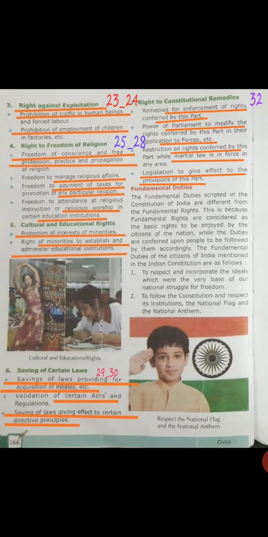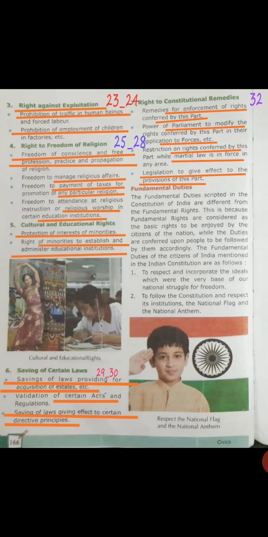The third right is the right against exploitation. These rights include Articles 23 to 24. Prohibition of traffic in human beings and forced labor. So this right against exploitation protects human beings. If somewhere we are forced to do labor or different activities which are not good for human beings, this right protects us. Even if someone exploits an employee in the workplace, this right protects him or her.